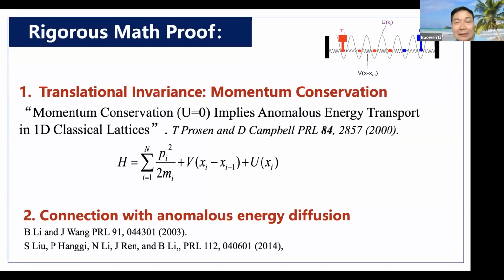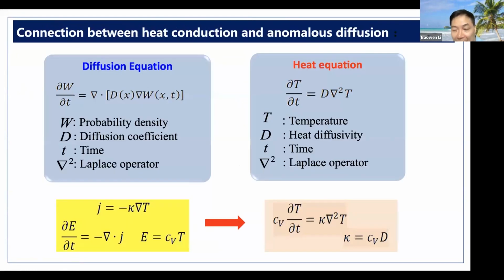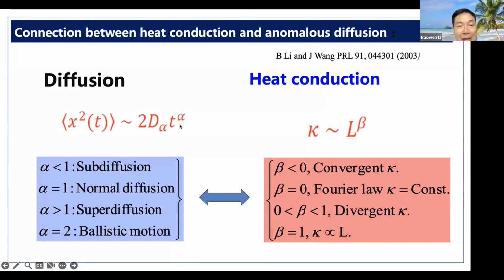The question is, what is the underlying physical mechanism? The first somewhat rigorous proof was done by Politi and David Campbell in 2000. They proved that if you have momentum conservation with U equal to 0, you have anomalous energy transport. Later on, my group worked out a connection with anomalous diffusion. We got a connection between anomalous diffusion and anomalous heat conduction, a kind of connection between these two phenomena.